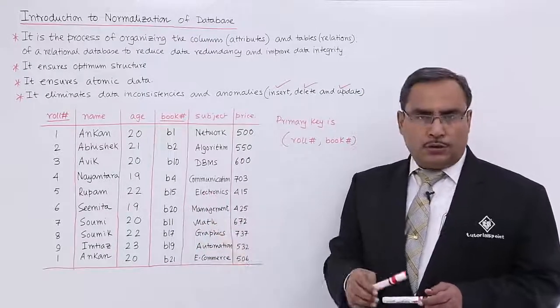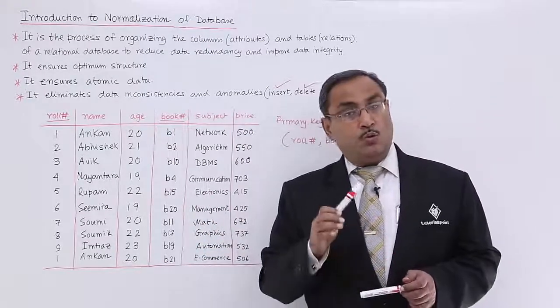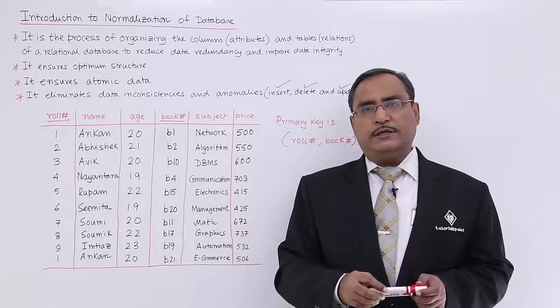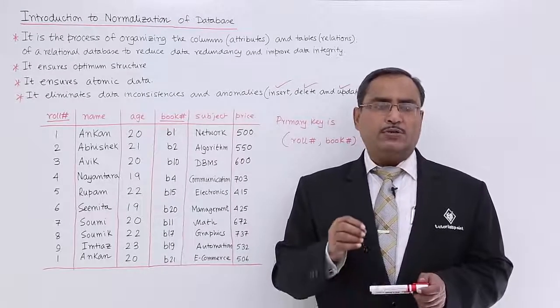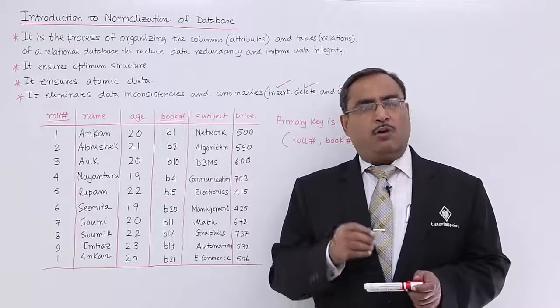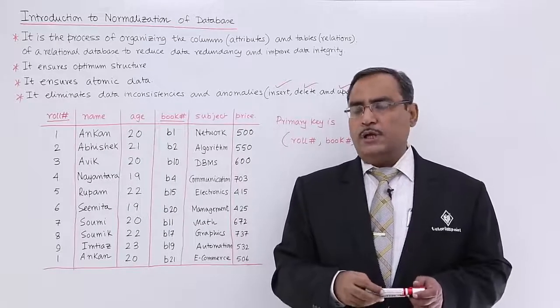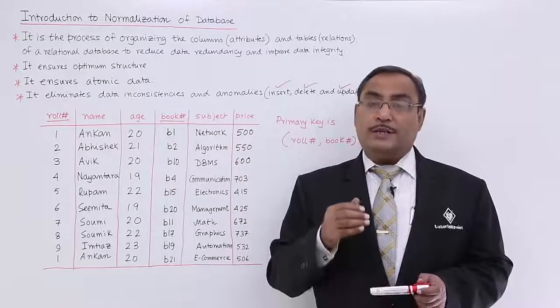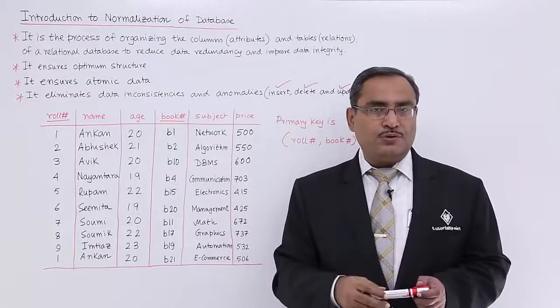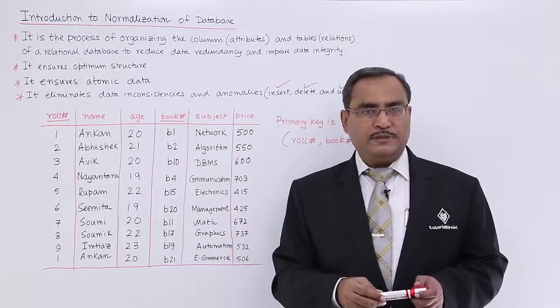Edgar F. Codd was the first person who proposed these normalization techniques. So we have 1NF, 2NF, 3NF. All these normal forms were proposed by Codd. That is why we have Codd's rules on the relational database management system.